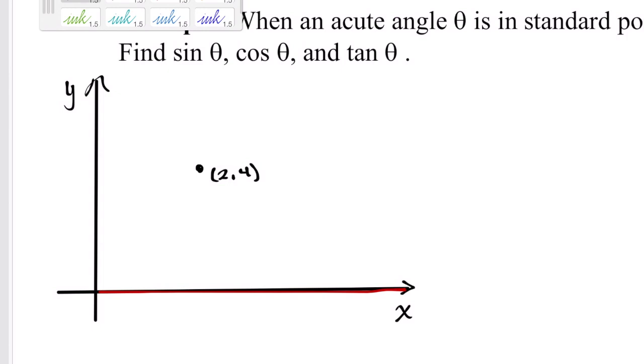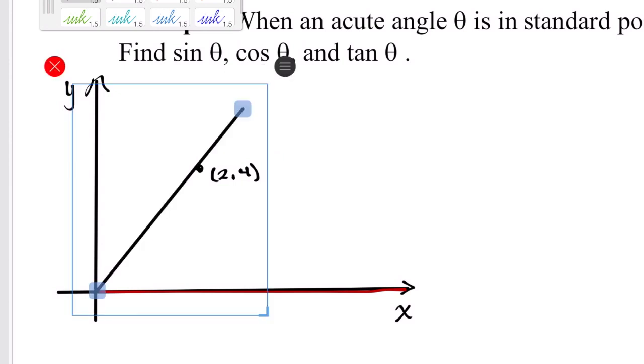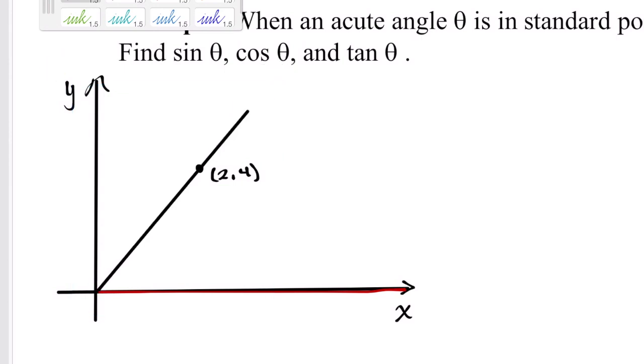You don't really necessarily need a visual. I'm just a very visual person. I think it makes more sense if we have a visual, so I like to make them every time. And so here is my angle theta. And again, I'm going to drop down a vertical line here to create my right triangle. So I have my right angle here. This will be my opposite side.